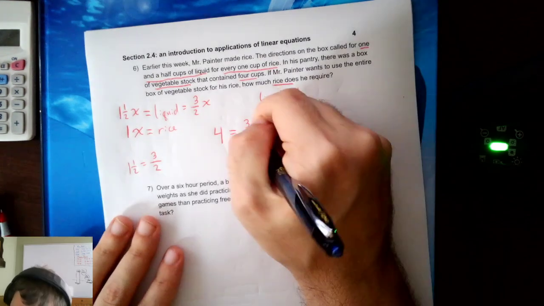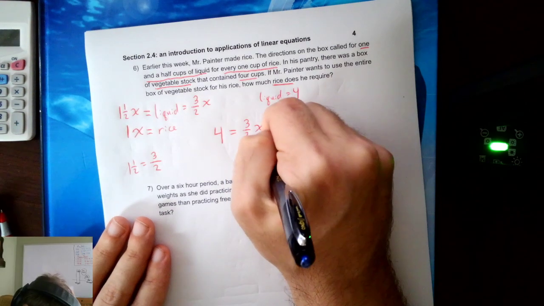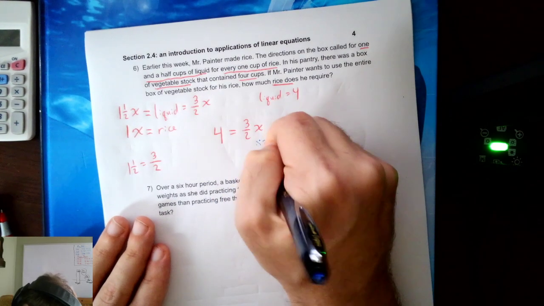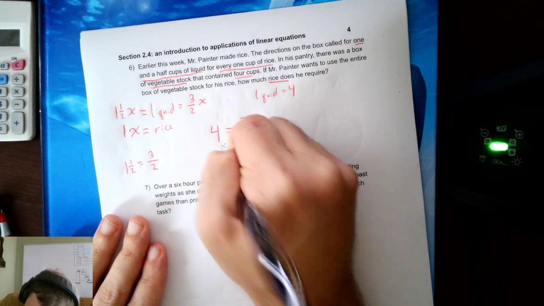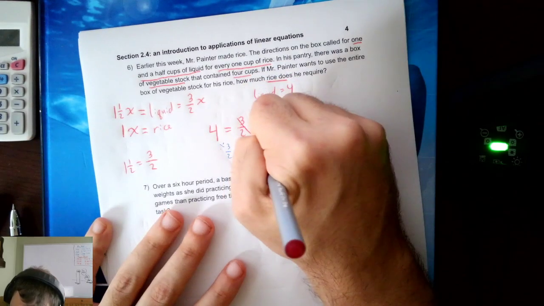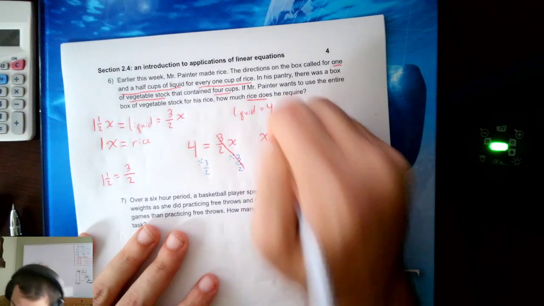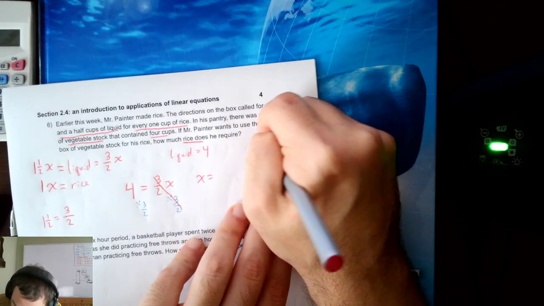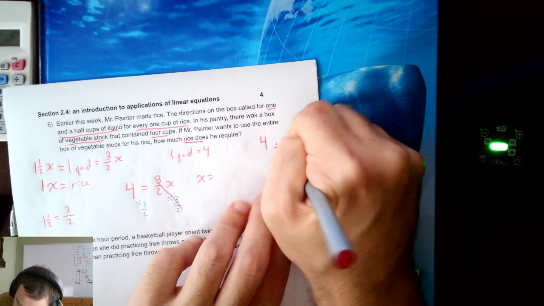Now, to get rid of the 3 halves in front of x, I need to divide both sides by 3 halves. To cancel out 3 halves, I need to divide by 3 halves. So that'll give me x equals. Now let's do some scratch work. We have 4 divided by 3 halves.